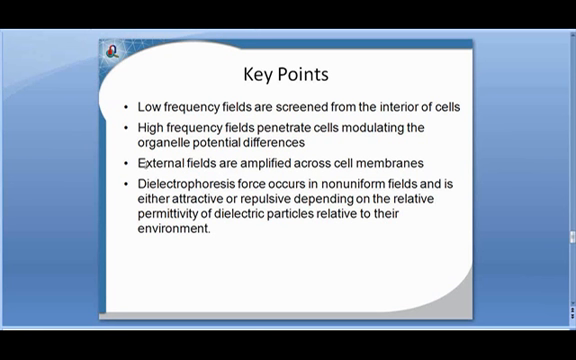Now, we found that the external fields are amplified across the cell membranes, and also we looked at the dielectrophoresis force that occurs in non-uniform fields, and it's either attractive or repulsive depending on the relative permittivity of dielectric particles relative to the environment. And in the case of the AC dielectrophoresis force, it also depends on the conductivity of the particles and the background and so forth. So we've been doing these problems in axial symmetry as well as XY symmetry.